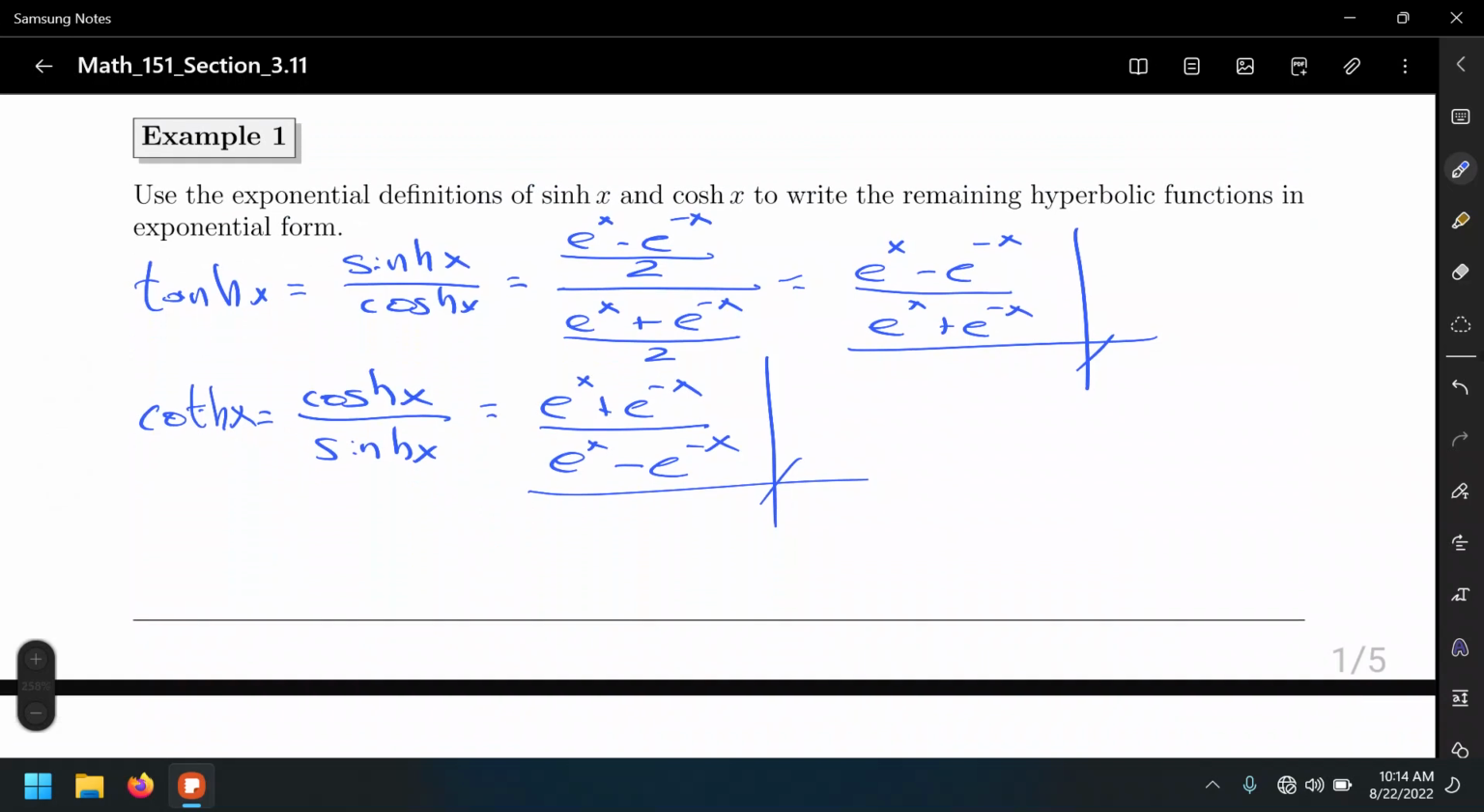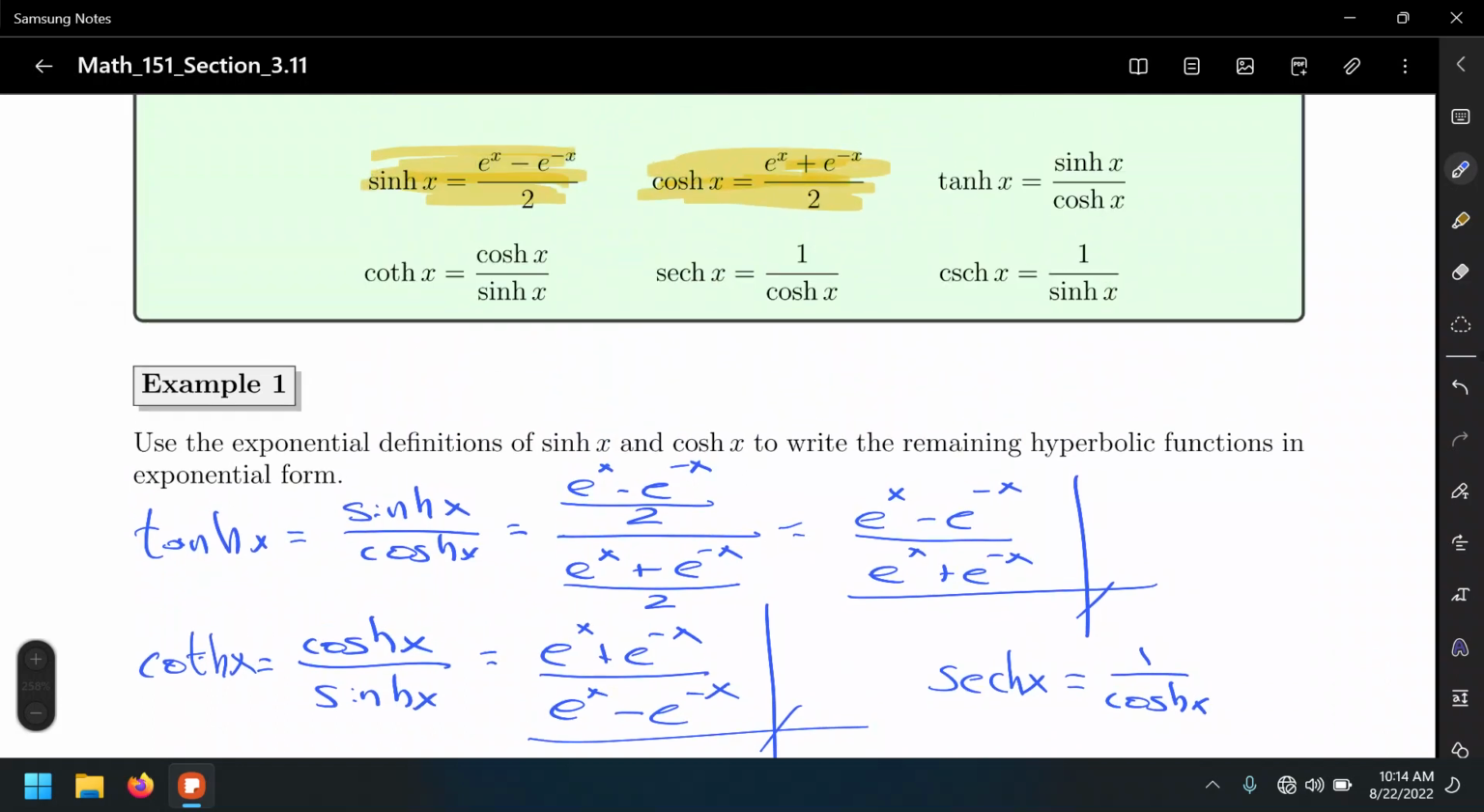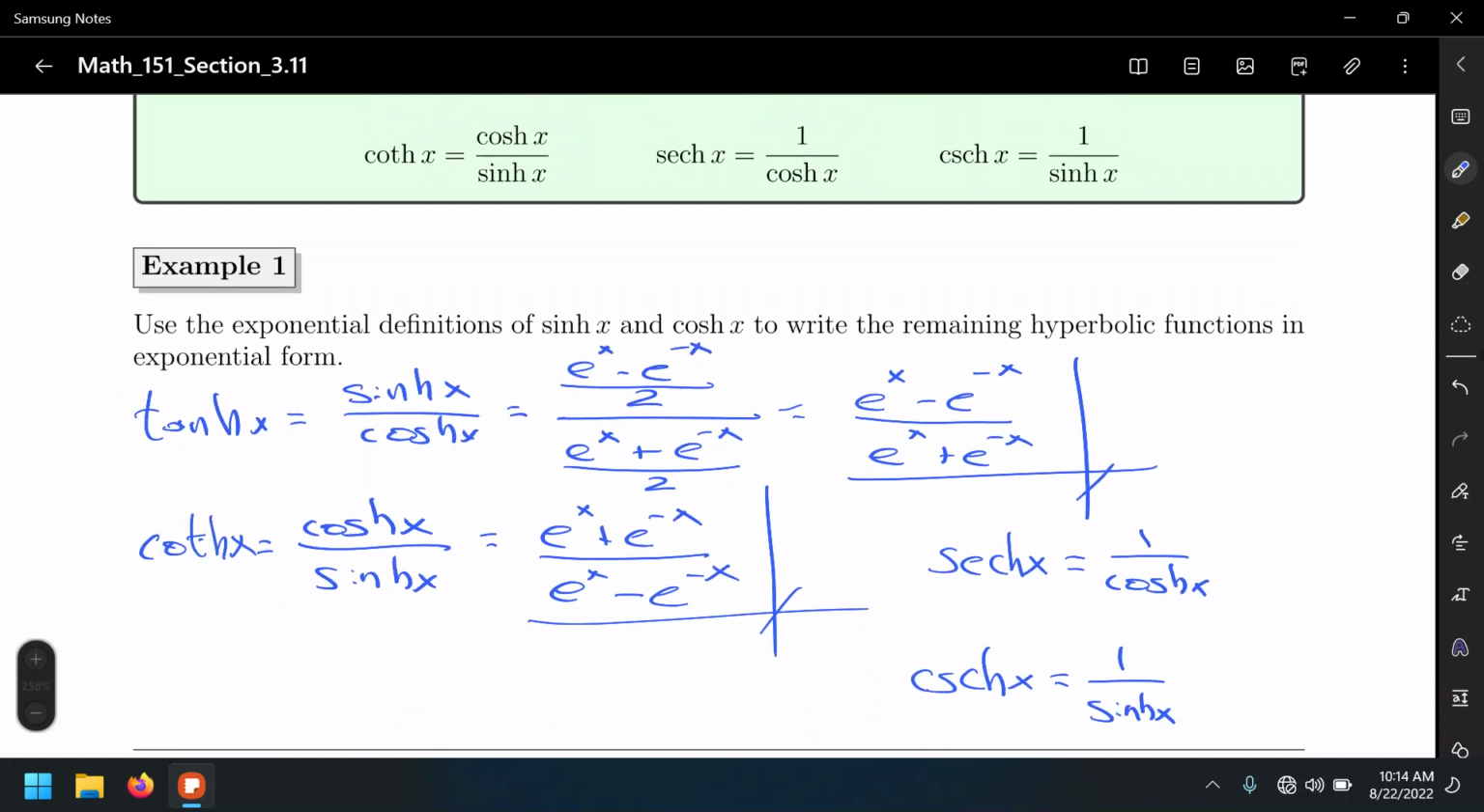And then we have a couple more: sech and csch. But we know in this case that sech is the reciprocal of cosh, and csch is the reciprocal of sinh, right? And if we go back to our original definitions, all we need to write is just the reciprocal of these two expressions respectively. 2 over the difference of exponentials over here.